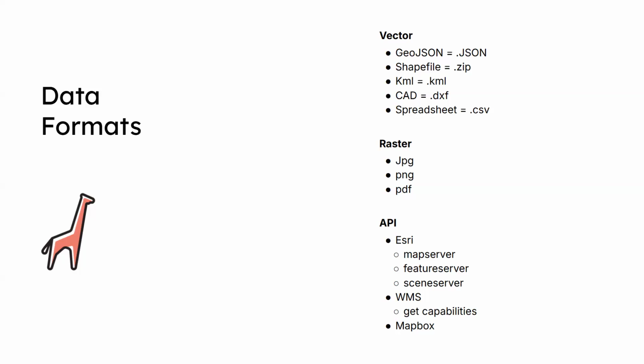And then we also connect to a few different APIs. Those APIs being Esri, which, if you've touched GIS before, you've seen those Esri servers. So we connect to map server, feature server, and scene server from Esri. And we also connect to WMS APIs. So that's really great if you're in Europe. A lot of the data is stored in WMS format.